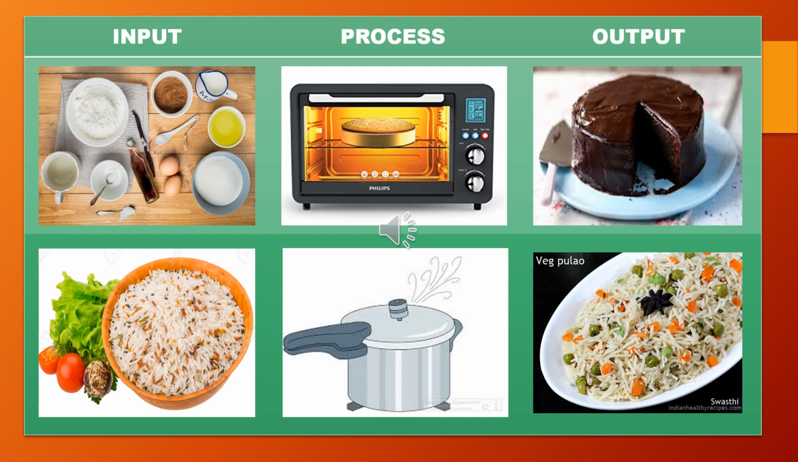Whatever you are giving to the computer, that is input. Whatever work the computer is doing, that is process. And what you are seeing at the end, that is output. Like in this picture, you are giving so many things to the oven. It is processing the cake and the final output is cake.